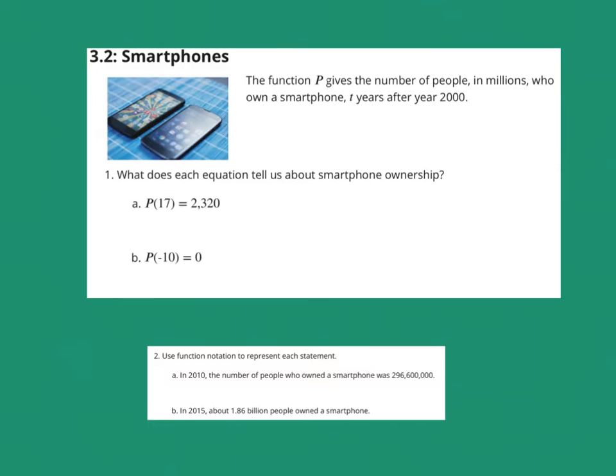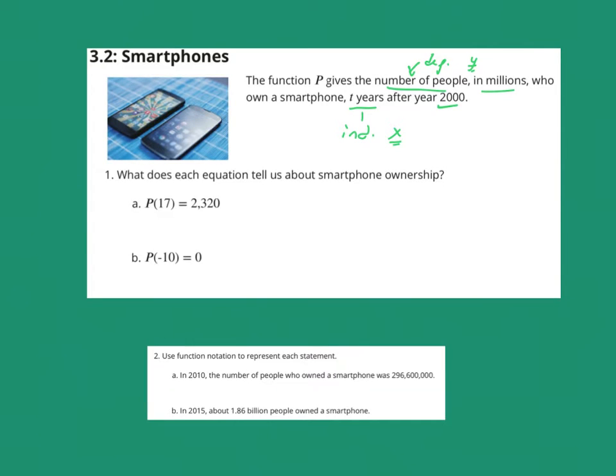The function p gives the number of people in millions, right? So number of people in millions, so that's our unit count, who own a smartphone t years after 2000. So it sounds like years is our independent variable, right? That acts like our x. And number of people is our dependent variable. That acts like our y value.